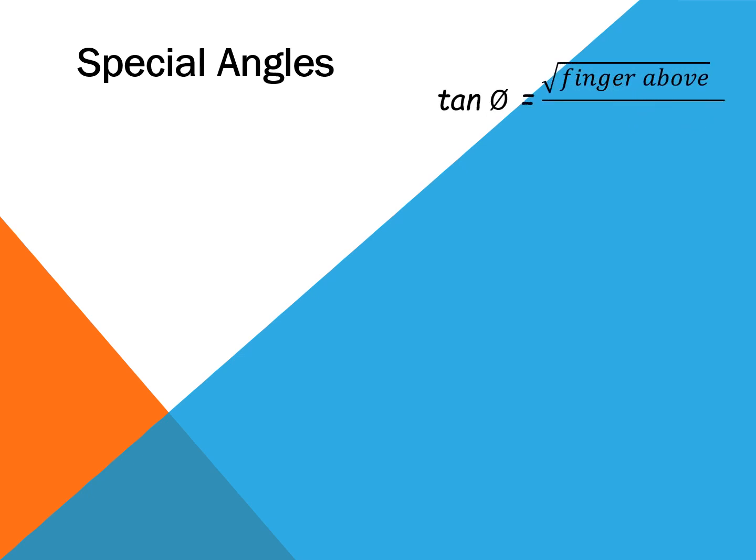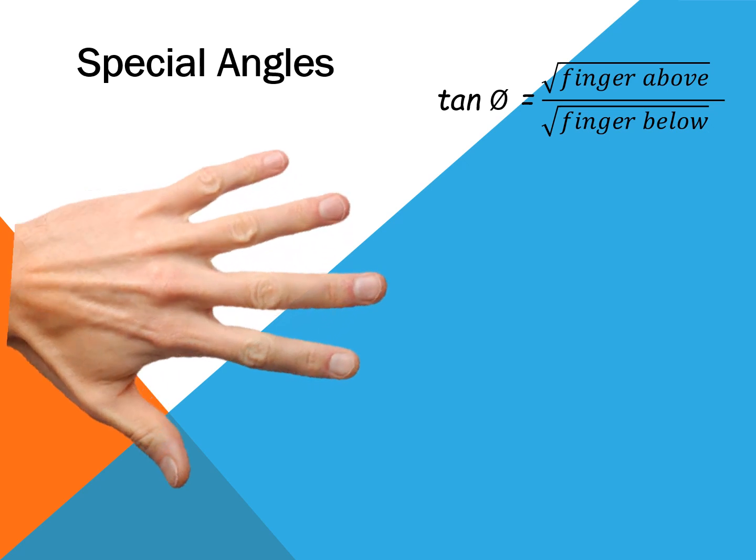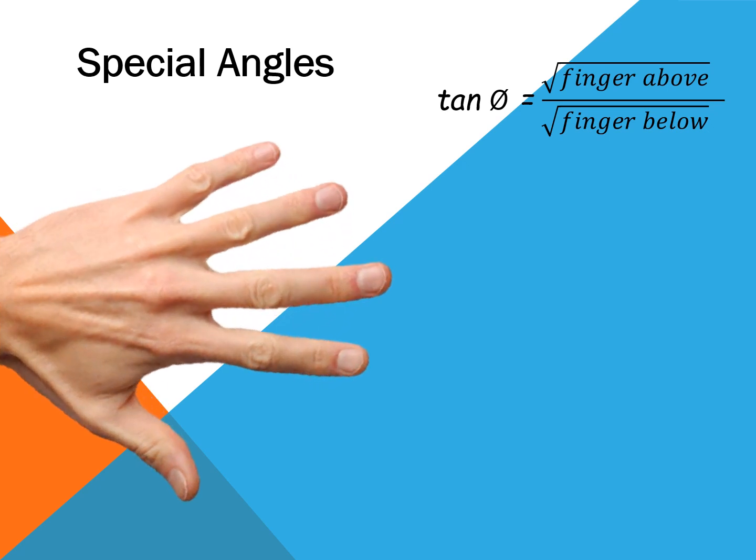Tangent theta is equal to the square root of fingers above over the square root of fingers below. So we will use again your left hand, but it is flipped over. With the same orientation, your thumb is still the 90 degrees, and the small finger is 0 degrees. And tangent theta is equal to square root of fingers above over square root of fingers below.